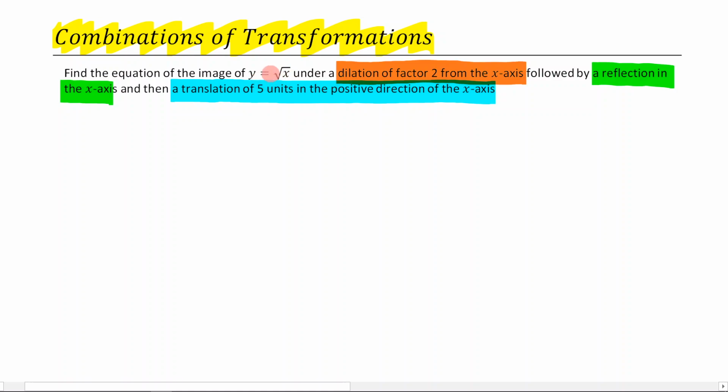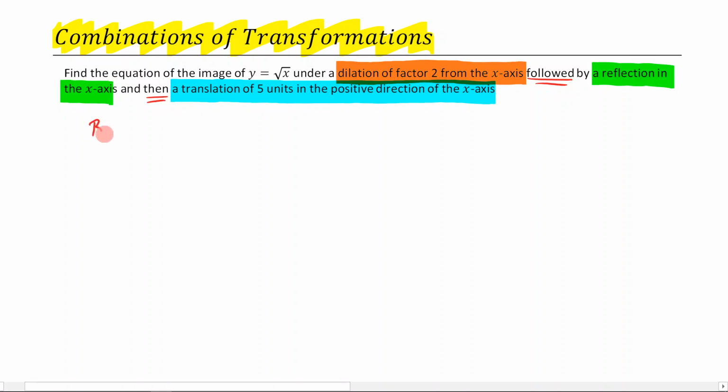I also want to draw your attention to some very key words, and those are followed by and then. So as you can see, there is an order to the transformations that are being applied, and that's going to be very crucial as we go through this topic. Now, there are 2 ways of answering a question like this. One is the quick way and one is the long procedural way. Let's go through the quick way first.